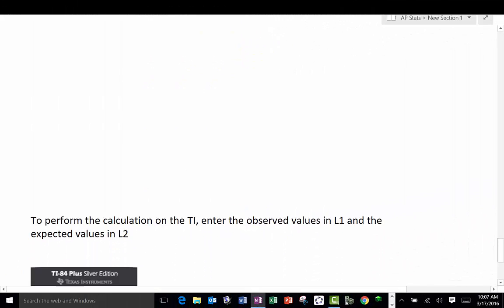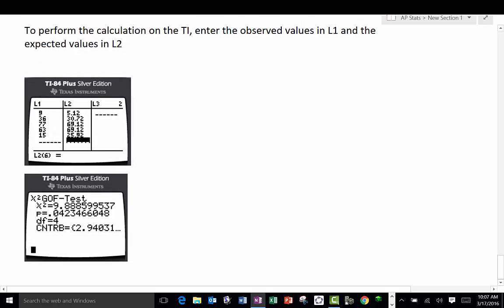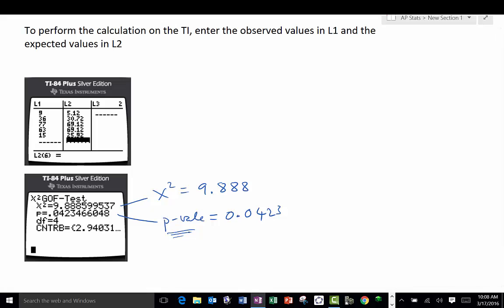Of course, we could have performed this calculation on the TI, and what we need to do is enter the observed values into list 1, the expected values into list 2, and then ask it to perform the goodness of fit test on those two lists, and we find, as expected, that chi-squared is 9.888, and the p-value was 0.0423. The p-value confirms what we already know: the probability of getting a variation greater than we have, when in fact the model was appropriate, is 4% of the time, which clearly is less than the 5% significance, so we have the same result.